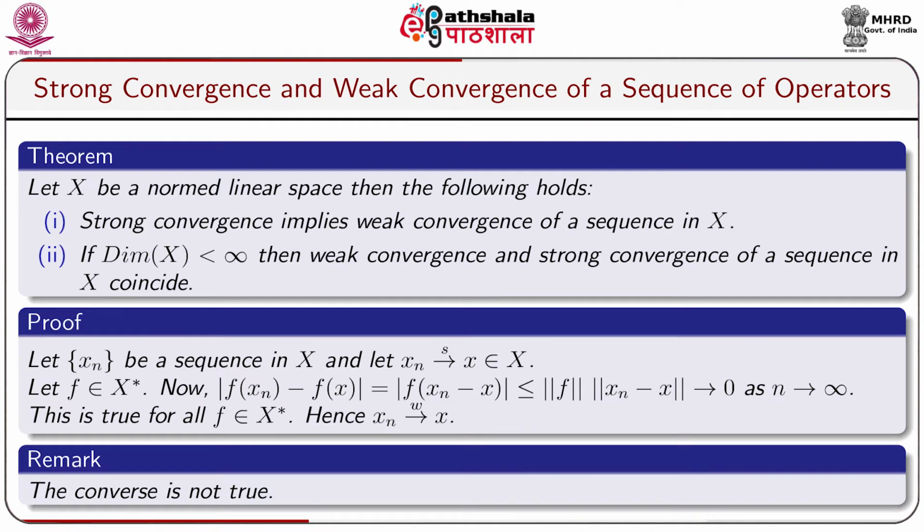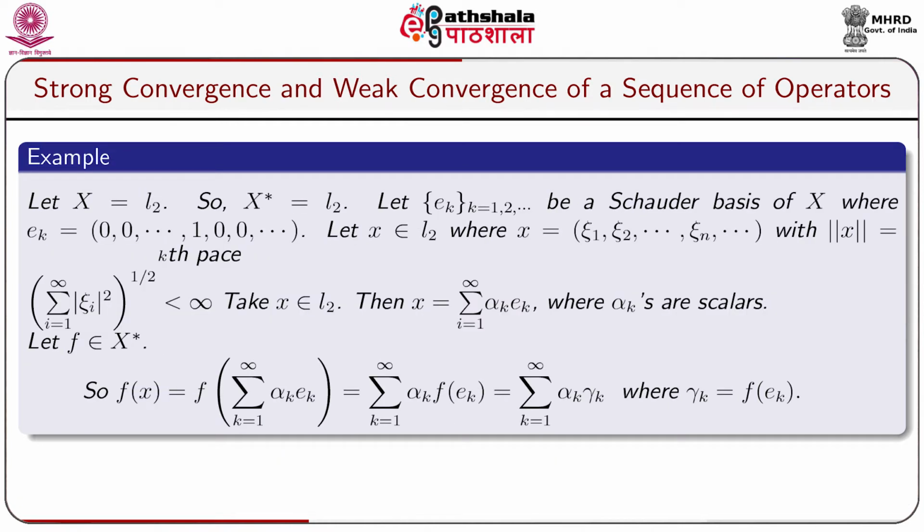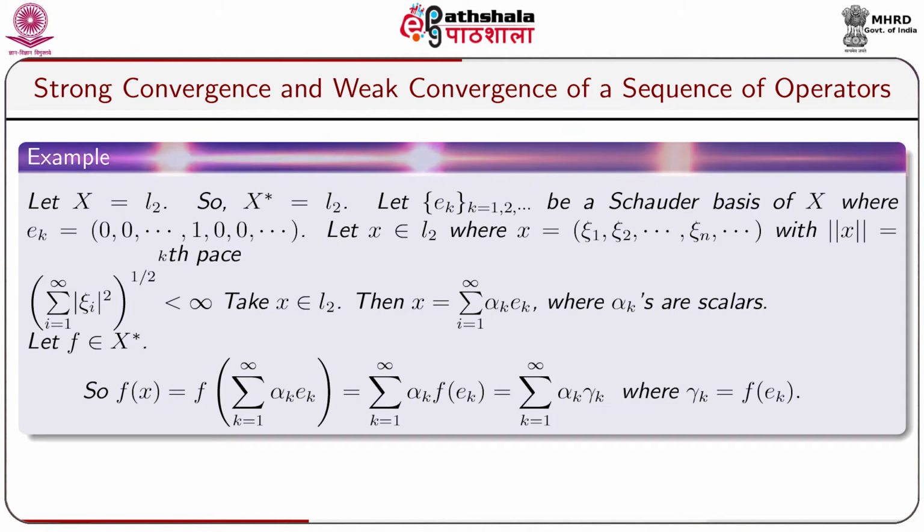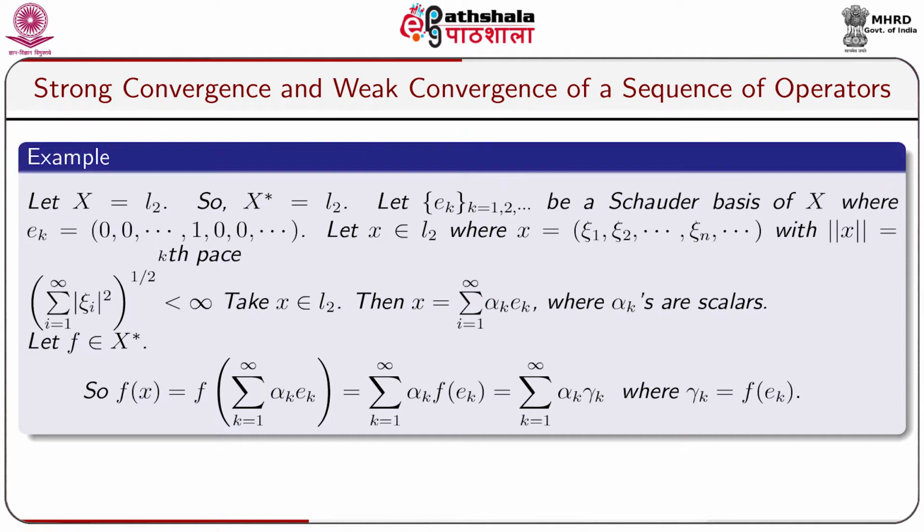But the converse is not true. Let us take an example: X is equal to the sequence space L2. So its conjugate space X star is equal to L2. Let Ek, where k equals 1, 2 and so on, be a Schauder basis of capital X, where Ek equals (0, 0, ..., 1, 0, 0, ...), where 1 is in the kth place.